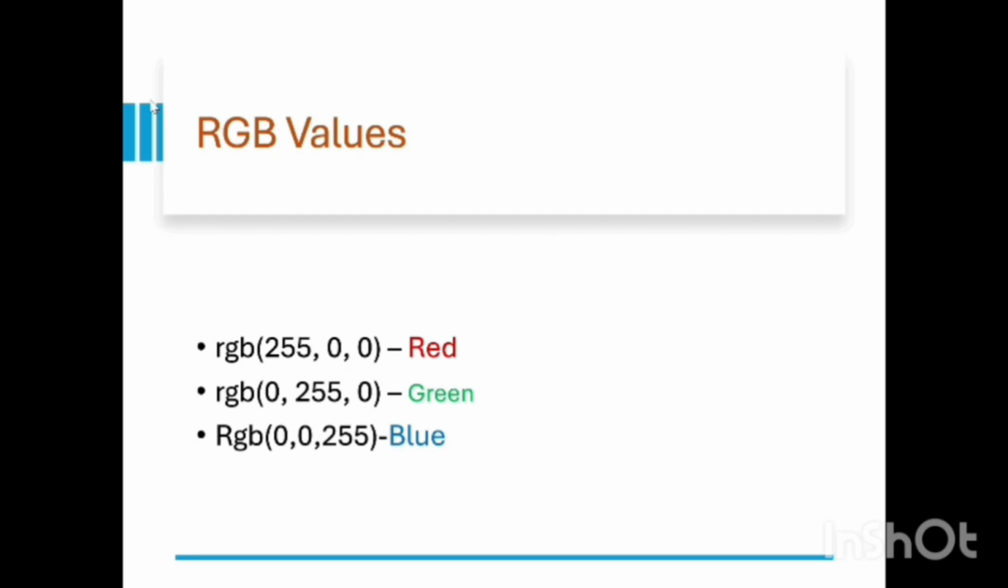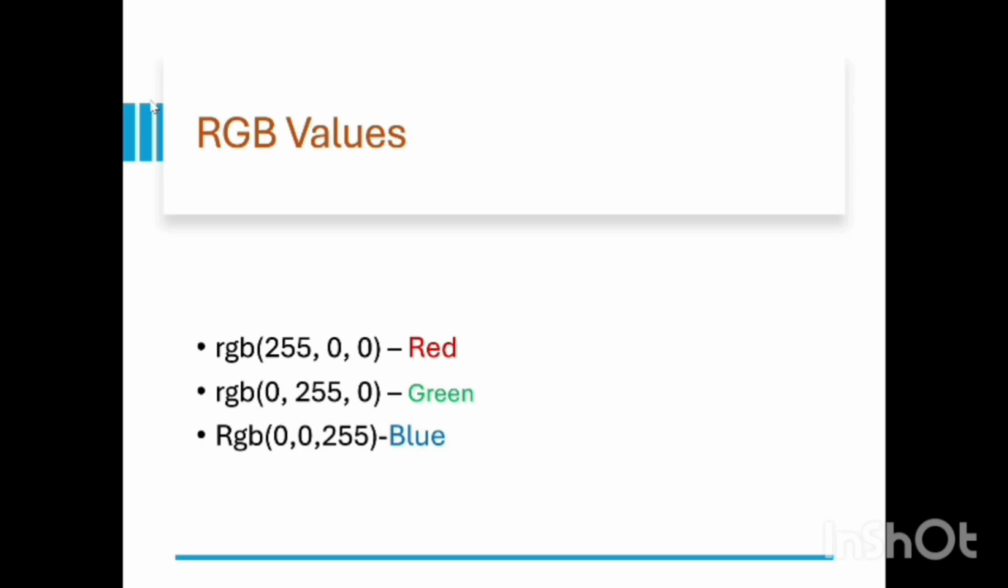Now let's take a closer look at RGB values in CSS. RGB stands for red, green, blue, the three main colors used in screens. In this system, you mix different amounts of red, green, and blue light to create any color. Each value can go from 0 to 255. 0 means no light of that color. 255 means the full brightness of that color.